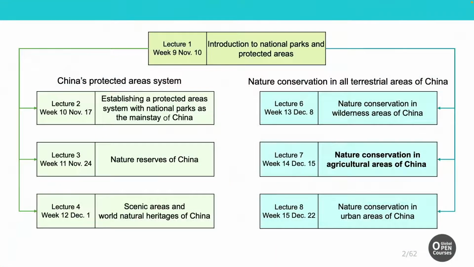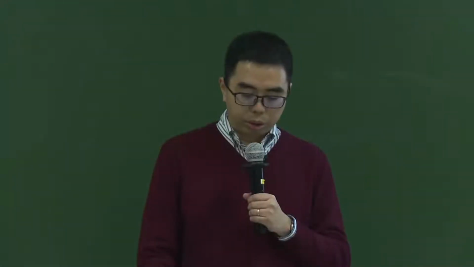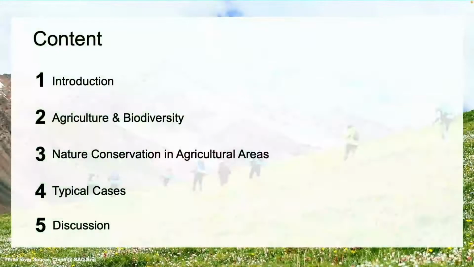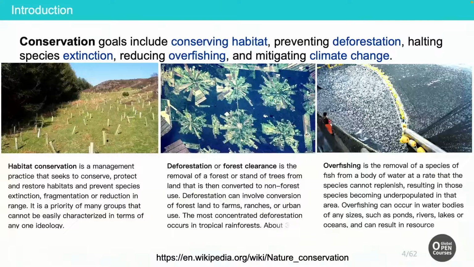Previously, you've already become familiar with China's national parks, nature reserves, scenic areas, and world heritages. Last week, you also learned about nature conservation in wilderness areas. Today, we will learn the relationship between nature conservation and another land use type, which is agriculture. In today's lecture, I will mainly focus on the connection between biodiversity, nature conservation, and agriculture. I will start from the introduction and then go to the details.